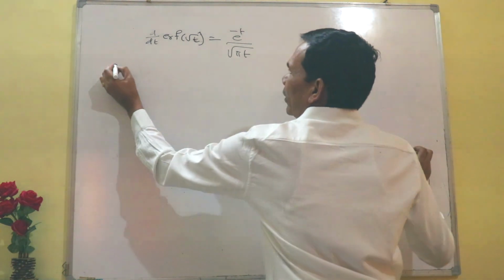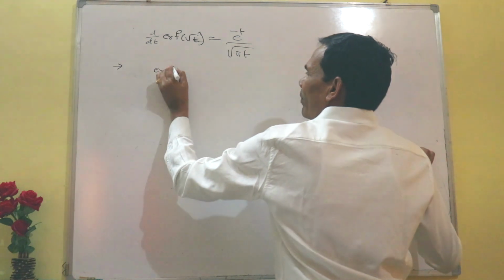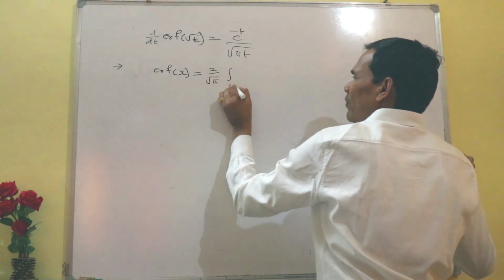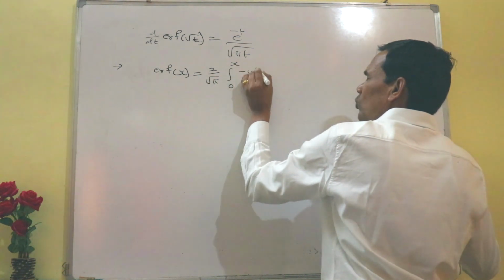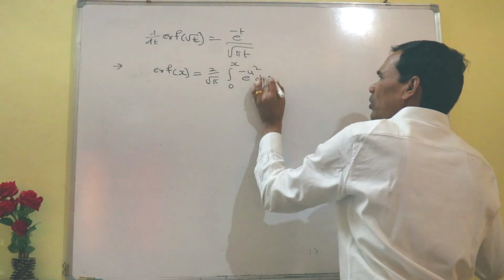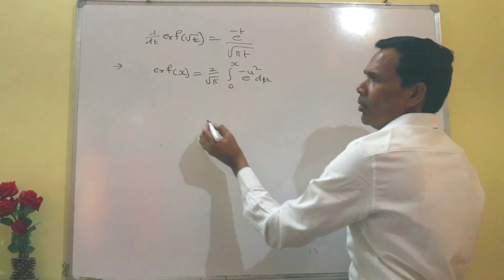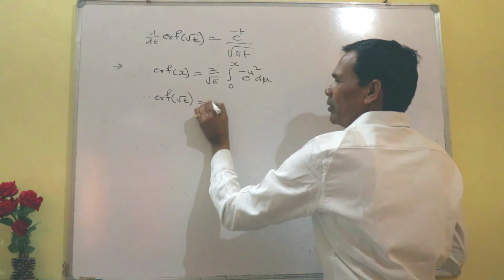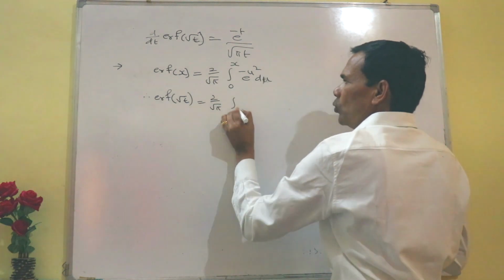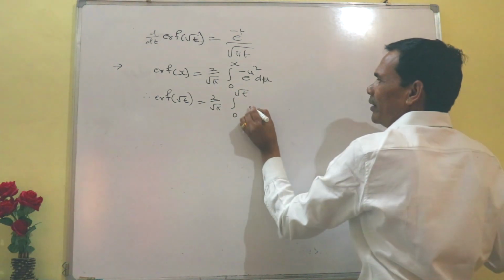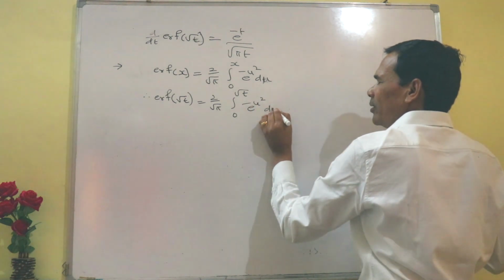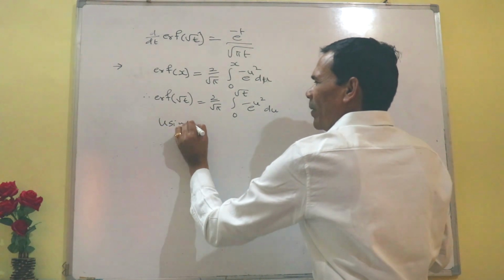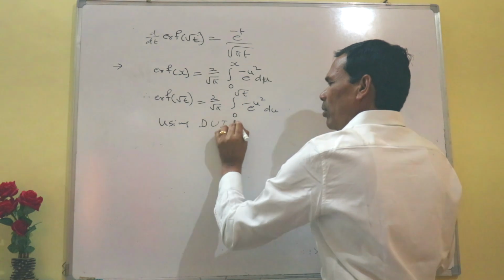So error function of root t, solution: error function of x, again we take 2 upon root pi by the basic integral of error function, 0 to x e raised to minus u square du, because t is already involved. So therefore error function of root t, replace x by root t, 2 upon root pi 0 to root t e raised to minus u square du. Okay, so again t is the parameter, using the second rule.